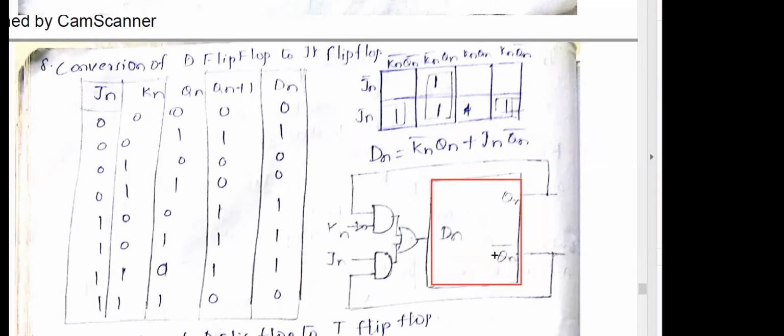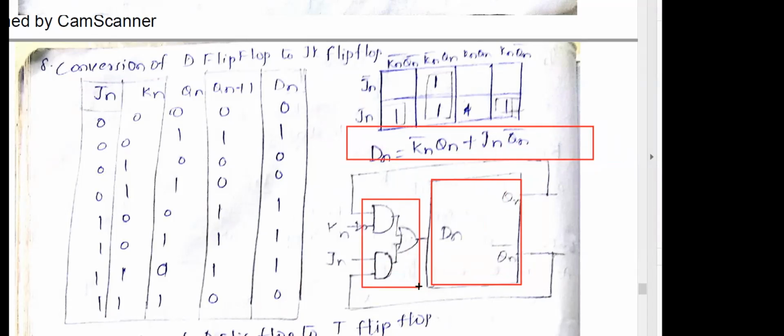And we have to realize the conversion logic circuit. The conversion logic circuit is realized using basic gates, that is this expression, K bar into Qn plus J into Qn bar. Therefore, this is realized using two AND gates and an OR gate.